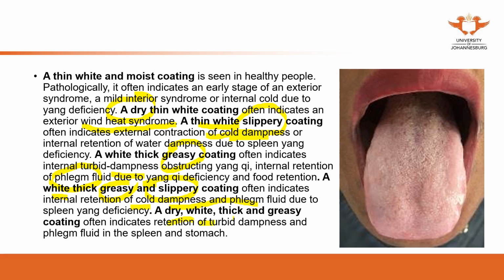Dry, white, thick, greasy. Dampness and phlegm, but dry. There's not that much body fluid. So that's the difference between different coatings. This tongue, a pale tongue with thick white coating at the back.